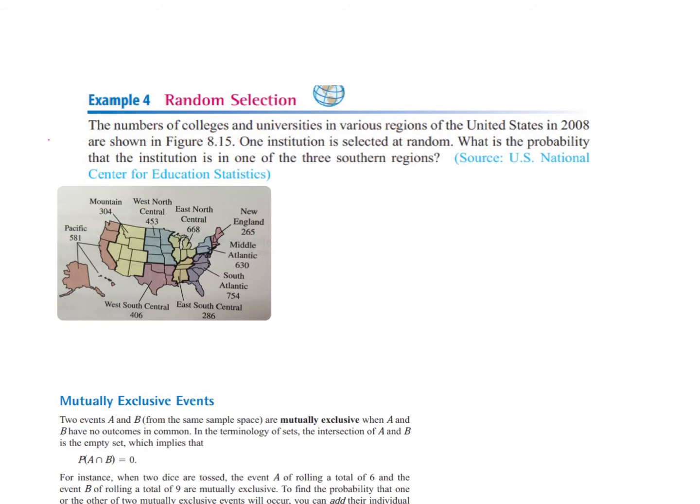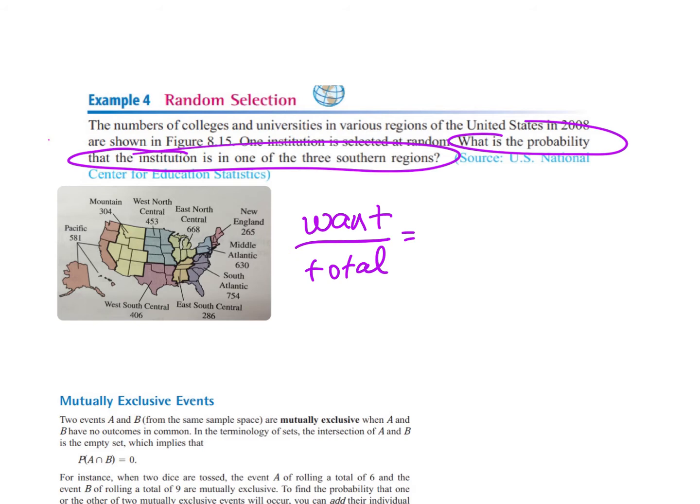It says the number of colleges and universities in various regions of the United States, 2008. Institutions selected at random. What's the probability that the institution is in one of the 3 southern regions? Remind me again, guys. What is probability? Want over total. So what do I want? The institution being in the southern region. So I want southern region over, what's probability? Want over total.